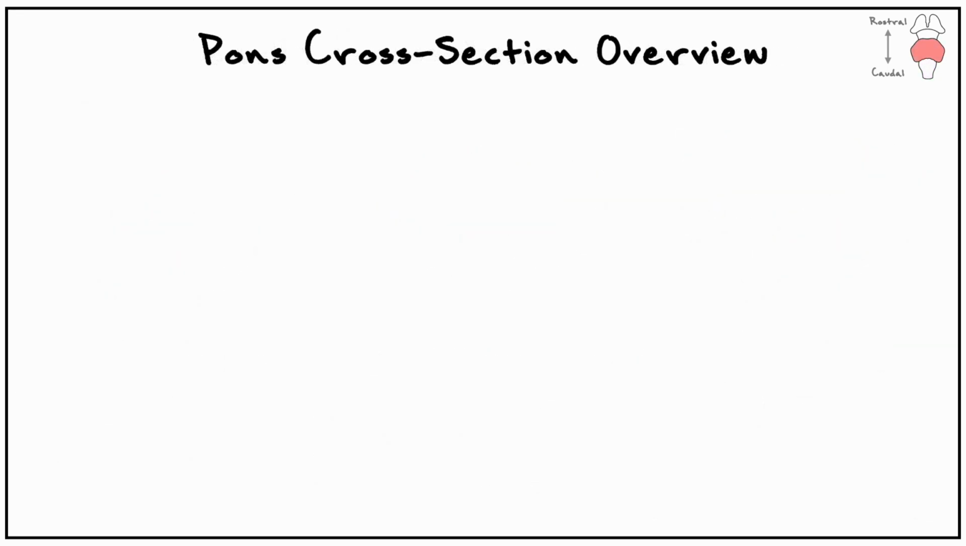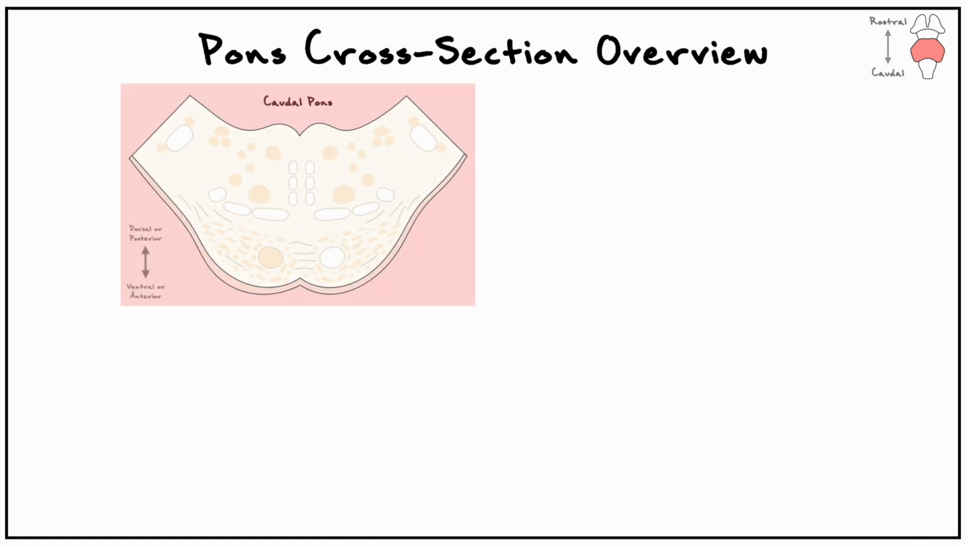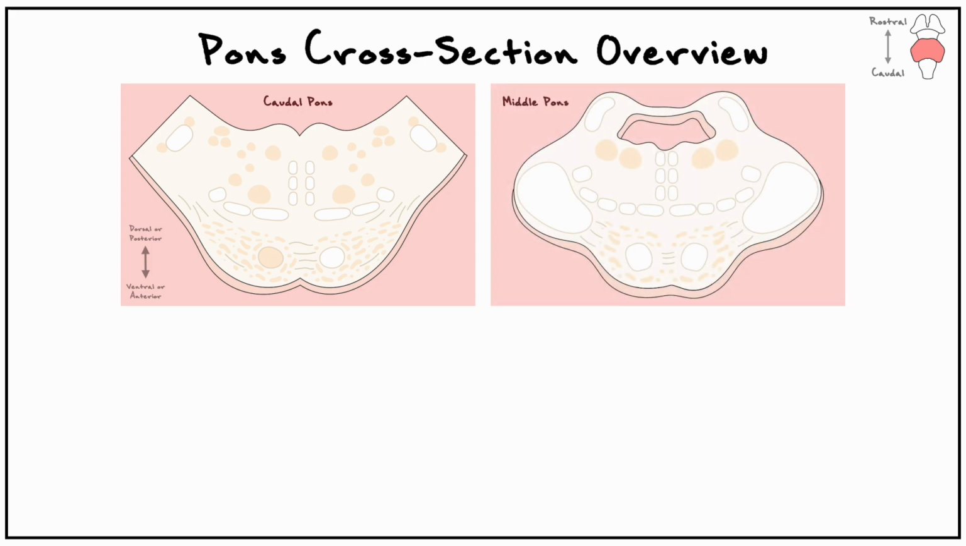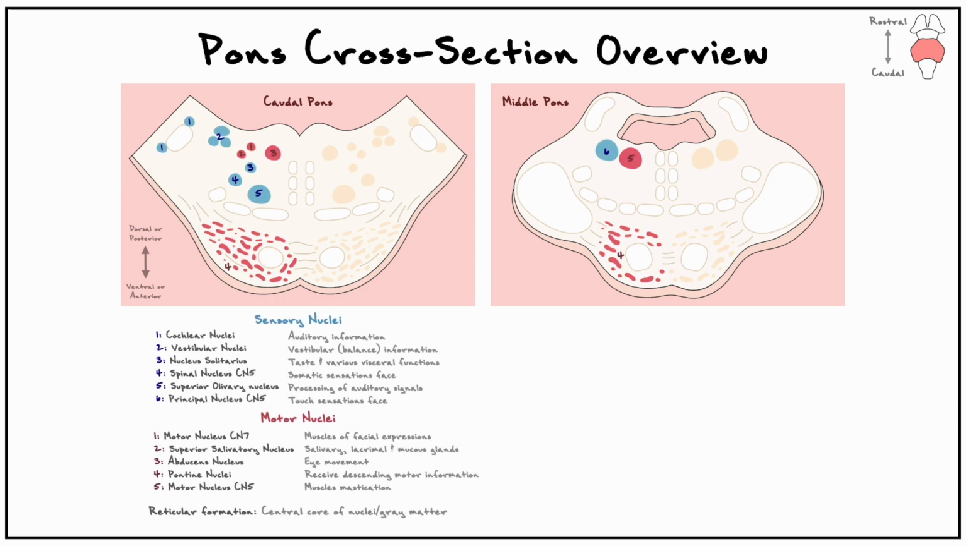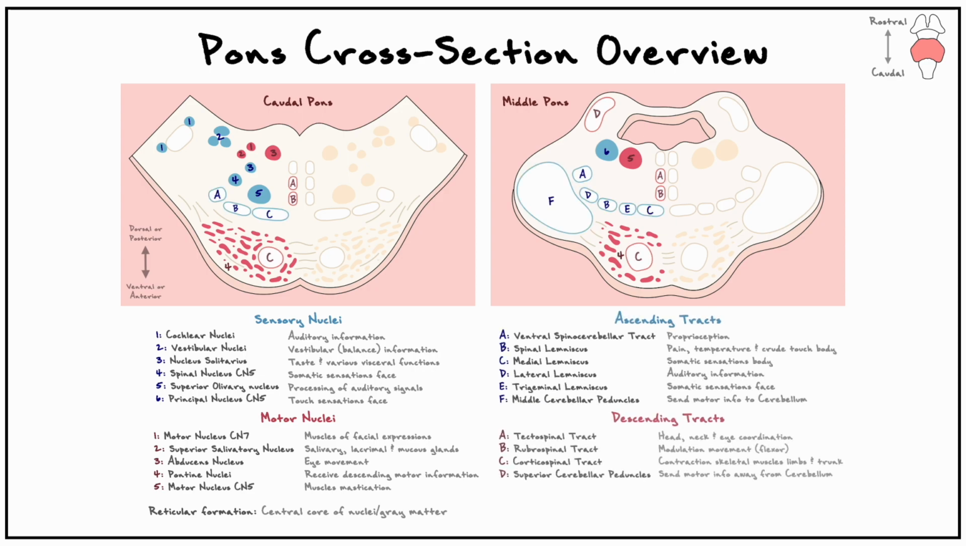Nonetheless, moving on rostrally to the pons, we will consider two cross-sections, one at the caudal level and one more at the middle level of the pons. Here again, just like in the medulla, the pons contains different sets of gray and white matter. The gray matter nuclei can be broadly divided into sensory and motor nuclei, and the white matter that crosses the pons can be divided into ascending, descending, and mixed tracts. In terms of the structure and how things operate, the pons is to some extent similar to the medulla as they contain the same broad types of divisions.